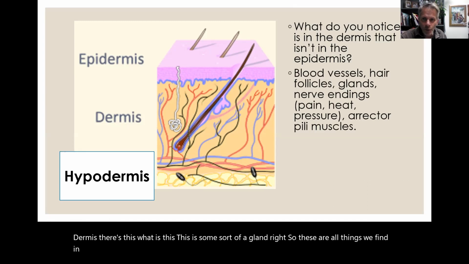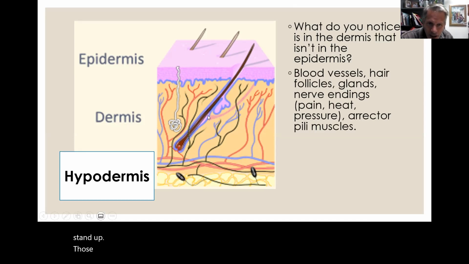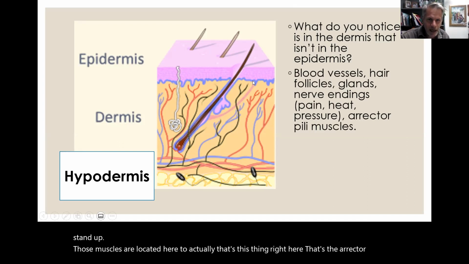dermis. Oh yeah, and those erector pili muscles I told you about, the ones that cause your hair to stand up. Those muscles are located here too. Actually, that's this thing right here. That's the erector pili muscle. So when that contracts, it makes the hair stand up.